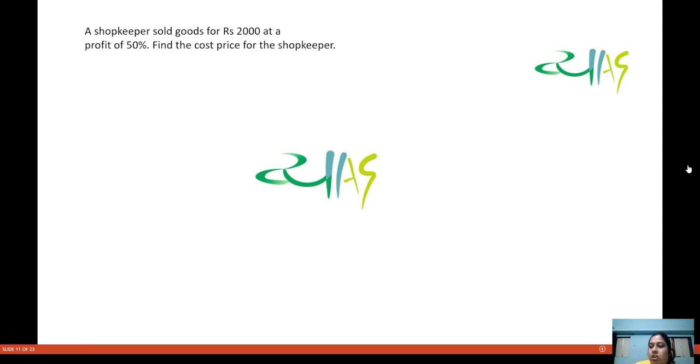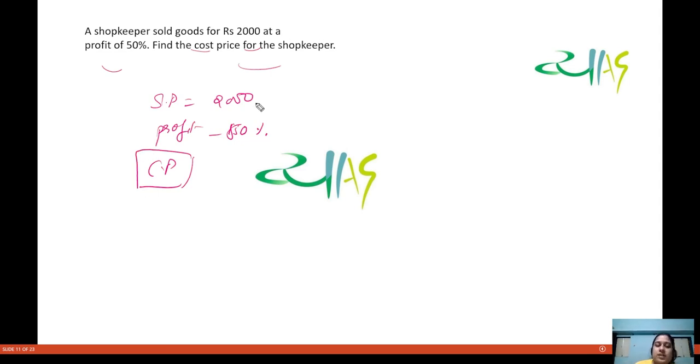Now look at this. A shopkeeper sold goods for rupees 2000 at a profit of 50%. Find the cost price of the shopkeeper. So you are given selling price is equal to 2000, and your profit percentage is equal to 50%. You are asked the cost price. Whenever I am solving and I have to solve the fastest way, I will assume cost price is x. So for me, selling price will become 1.5x because this is 50%.